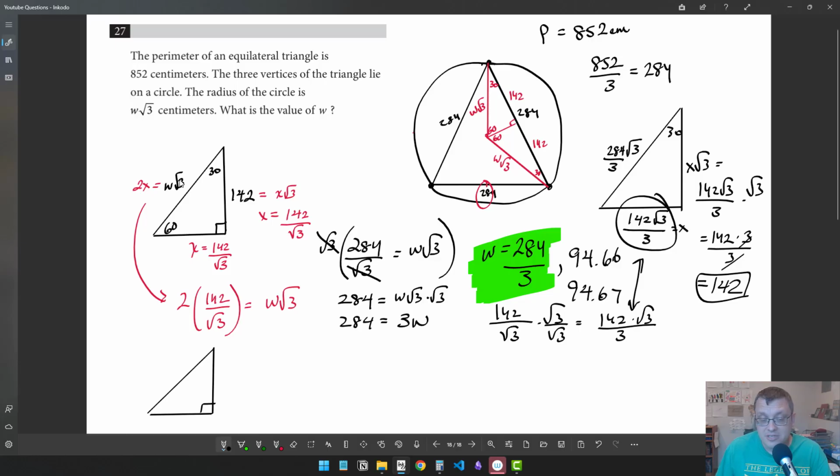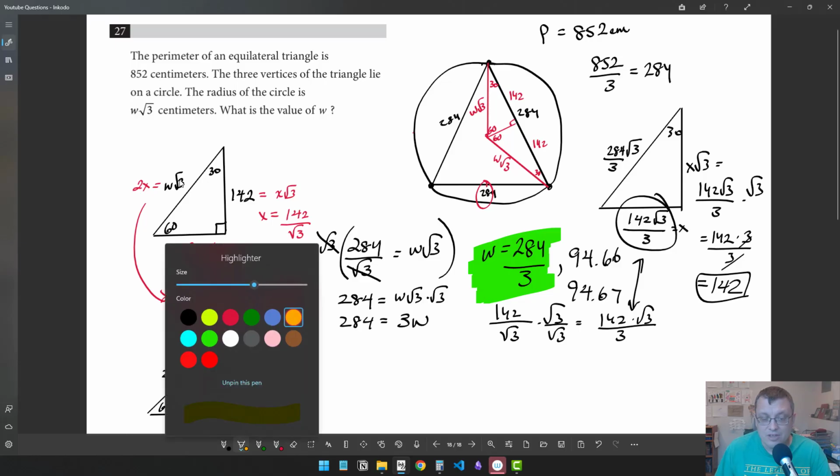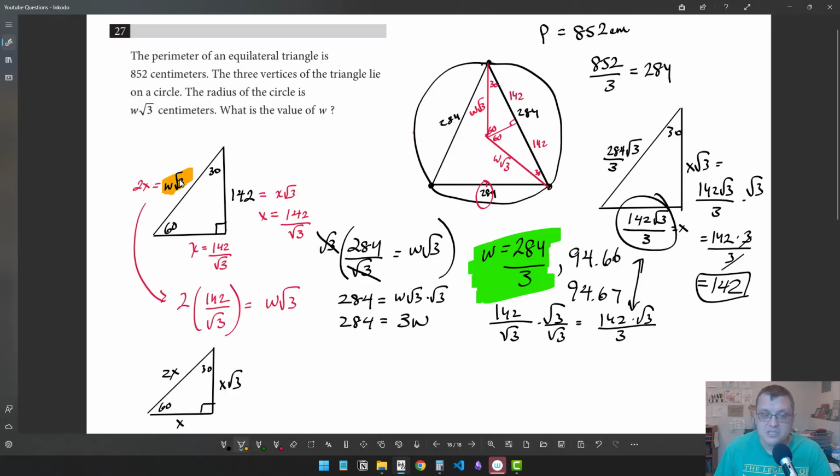If we have a 30, 60, 90, we'll call this 60, we'll call this 30. In the reference area, they'll tell you the side across from the 30 is x, the side across from the 60 is x radical 3, and the side across from the 90 is 2x. And you may then look at this w radical 3 and be very confused because it's like, wait a minute, isn't that supposed to be 2 times x? Why does it have a radical 3 in it? Isn't this side supposed to be across from the 60 rather than the hypotenuse?